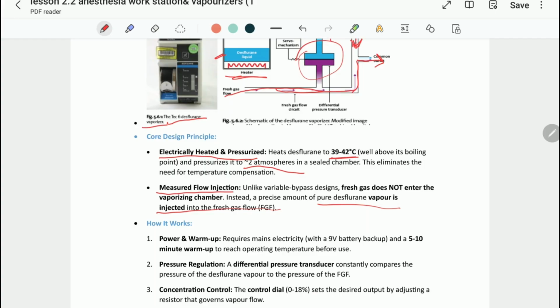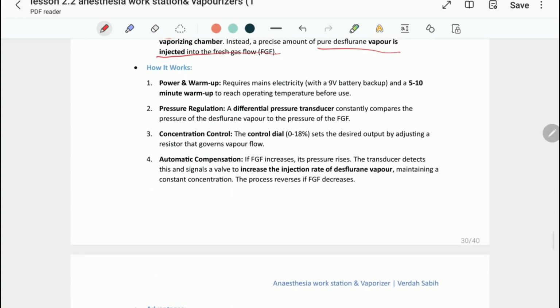Now, how does it work? It requires mains electricity with a 9-volt battery backup and a 5 to 10 minute warm-up to reach operating temperature before use. A differential pressure transducer constantly compares the pressure of the desflurane vaporizer to the pressure of the fresh gas flow. The concentration dial of 0 to 18% sets the desired output by adjusting the resistor to govern vapor flow.